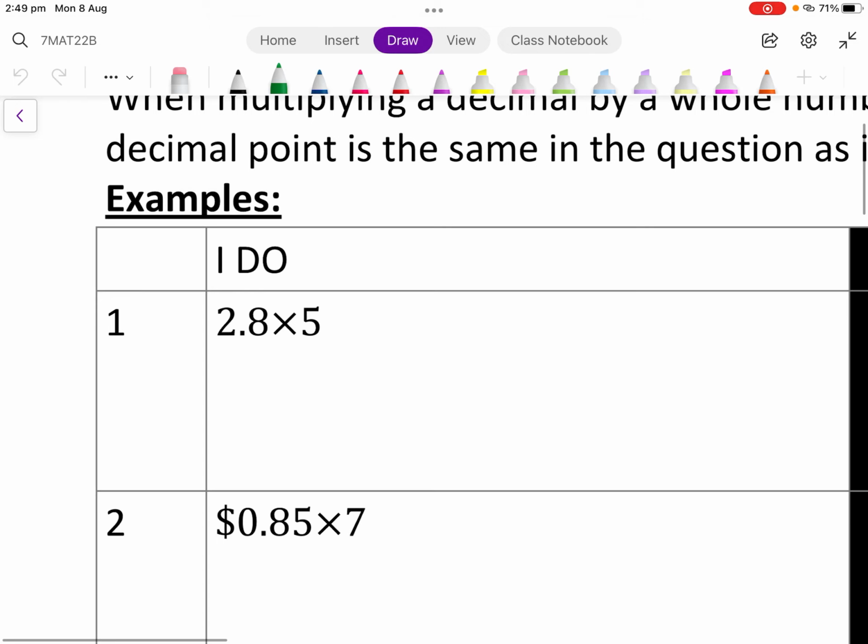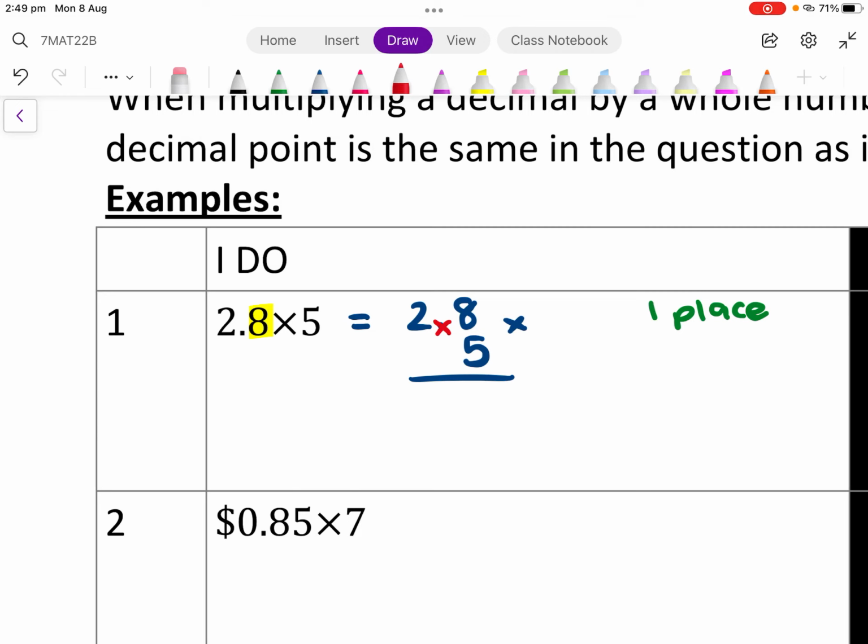So this first I do question, we are multiplying 2.8 by 5. What we want to do is set this up as an algorithm. So we want to write 2.8 times 5. Now in our question we have one place after the decimal point. That means we want one place after our decimal point in our answer. So we want to ignore this decimal point for the meantime.